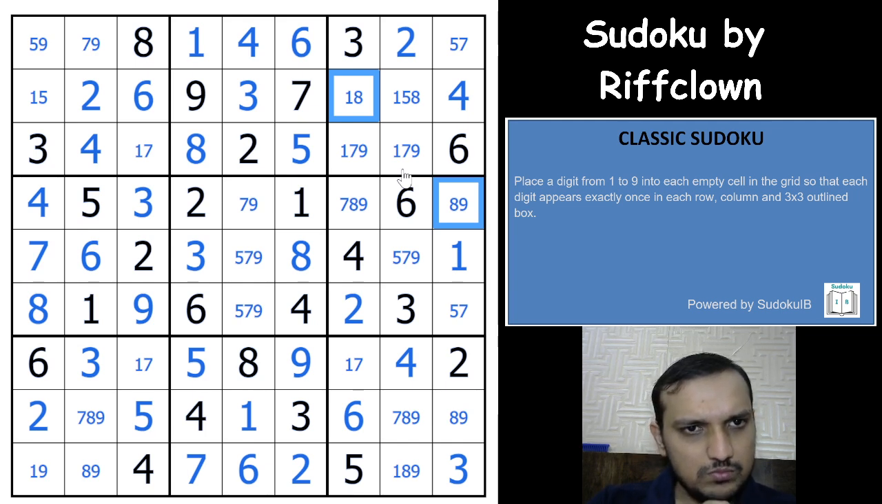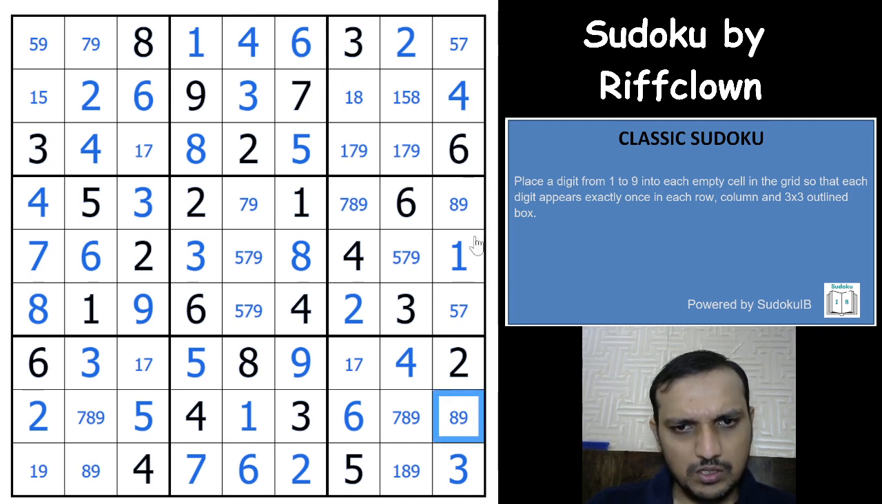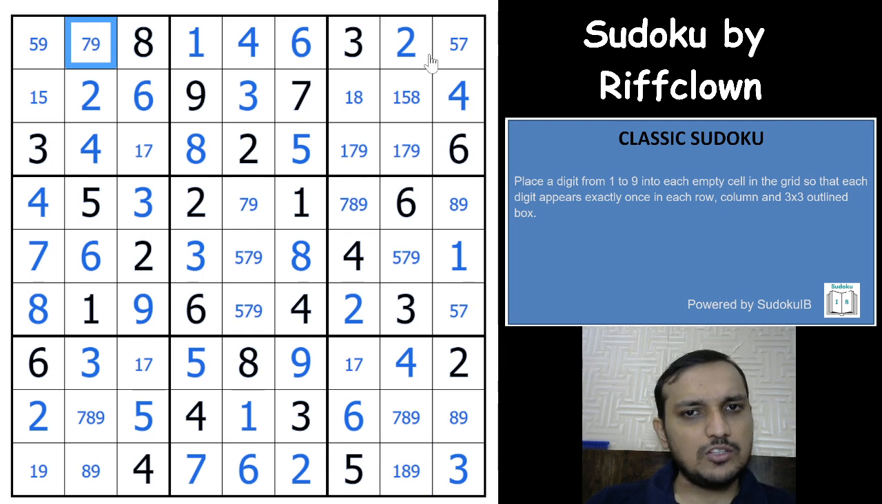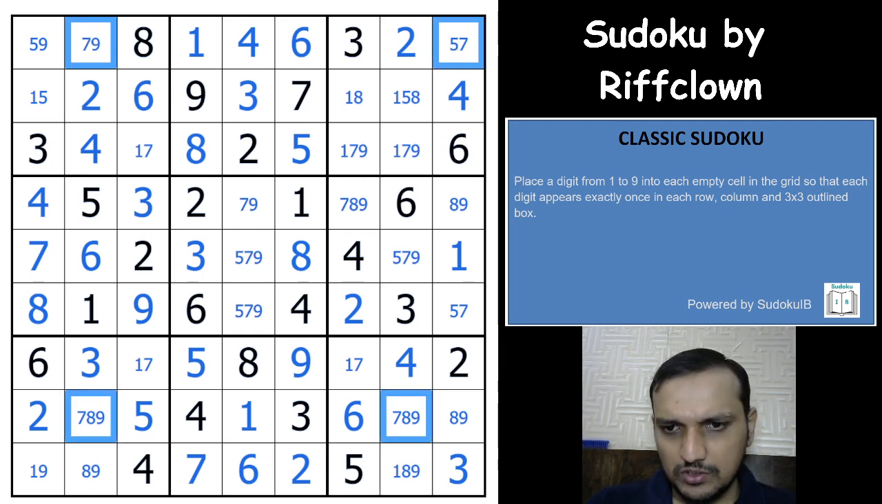No, skyscraper logic with 5 is not possible. With 9, let us try a skyscraper logic with 9. Is there something that I can get? No, skyscraper logic with 9 isn't working now. With 7, skyscraper logic with 7 is working. That's amazing. That is amazing.